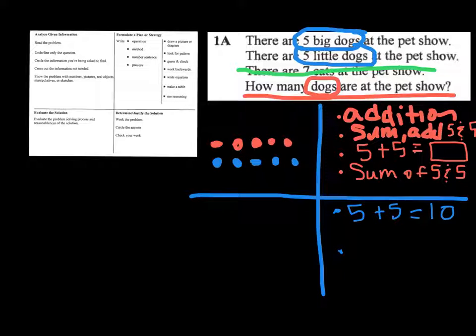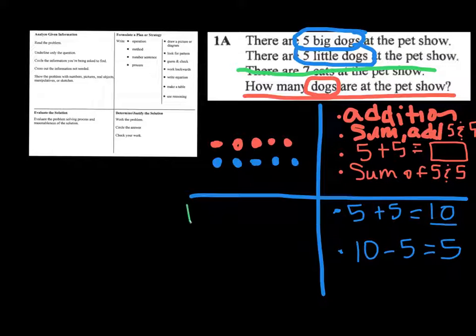So maybe I say, well, I think my sum was 10. So if I have 10 and I take away one of these 5s, if I did that properly, I should get a 5. And it looks like I did. Then I'm going to go and I'm going to explain my thinking. And so I try to explain to my kids, I want you to write a full sentence here.